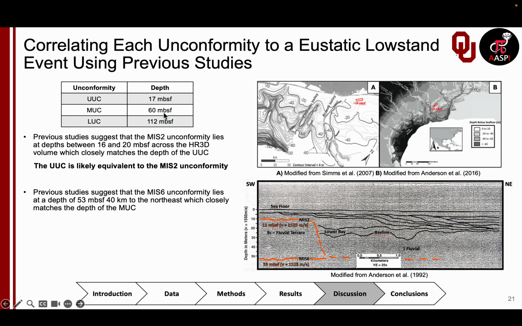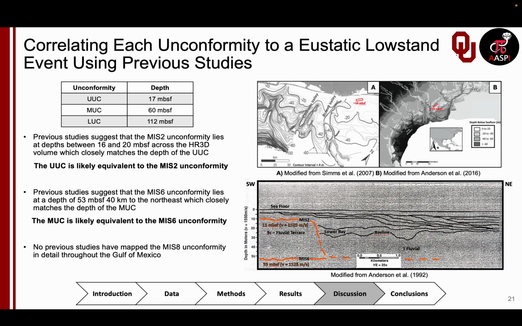My middle unconformity lies at 60 meters below the seafloor, which is, of course, a slightly greater depth than 53 meters. However, it's important to realize that this study that I'm using as a reference was conducted 40 kilometers to the northeast, so 40 kilometers up dip. So we would actually expect the unconformity to lie shallower in the subsurface up dip than it will in our study area. So we can say with reasonable confidence that the MUC is likely equivalent to the MIS6 unconformity.